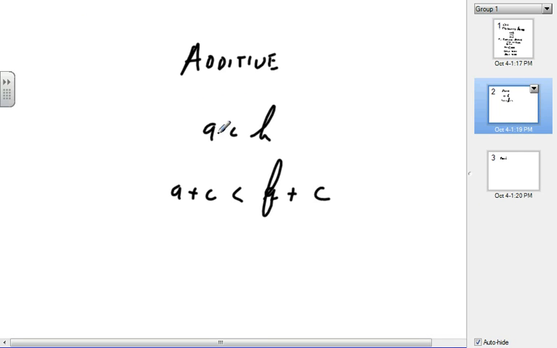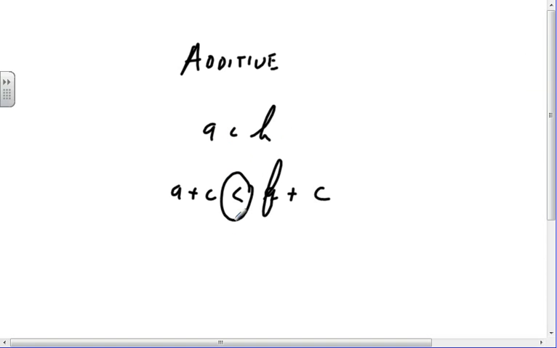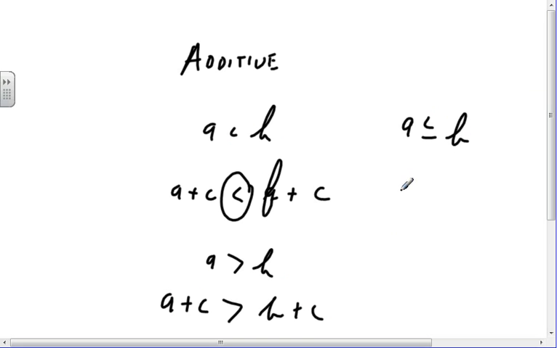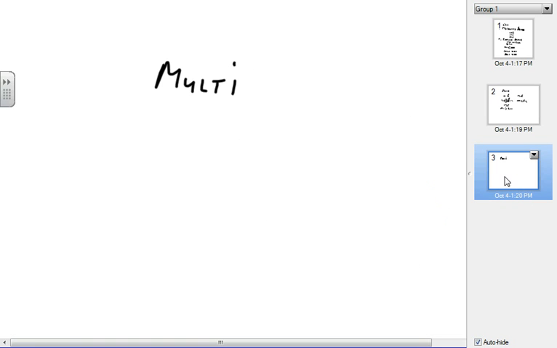If A is less than B, I can add C to both sides, and whatever that sign is, it doesn't change. So it could be A is greater than B, and then A plus C would also be greater than B plus C. Or I could say A is less than or equal to B, in which case A plus C would be less than or equal to B plus C. Et cetera. Okay, well now we're multiplying.